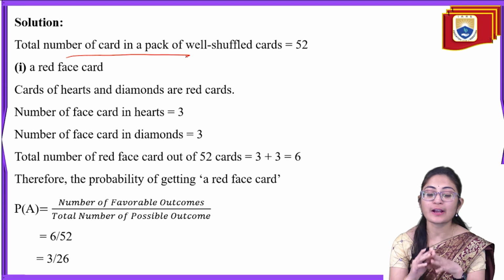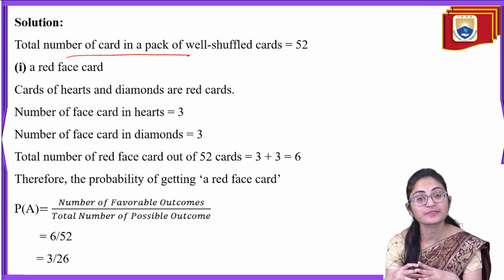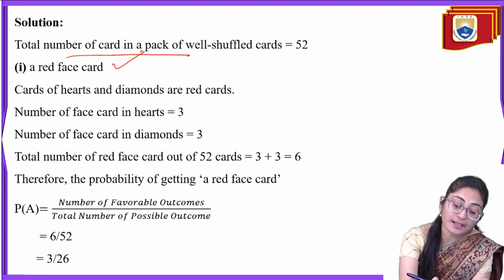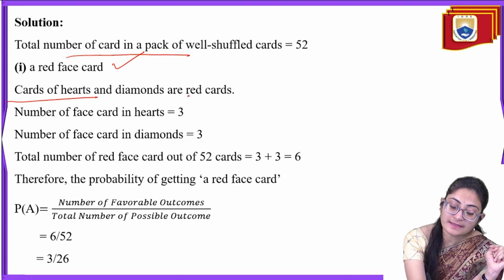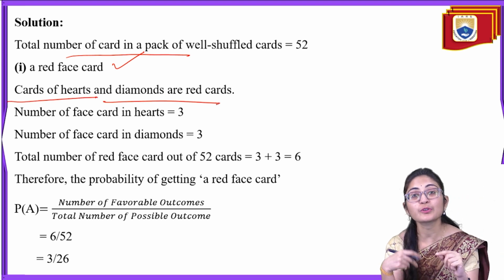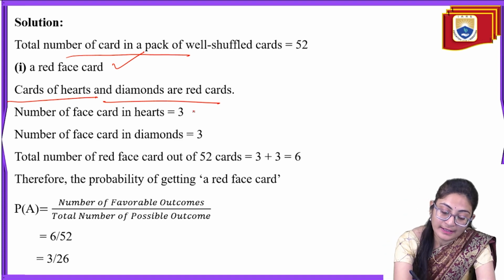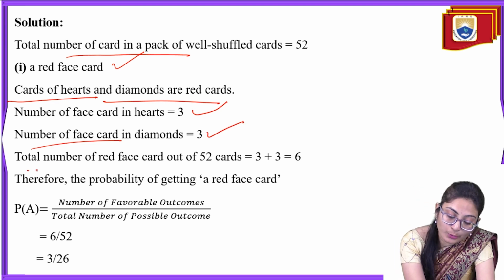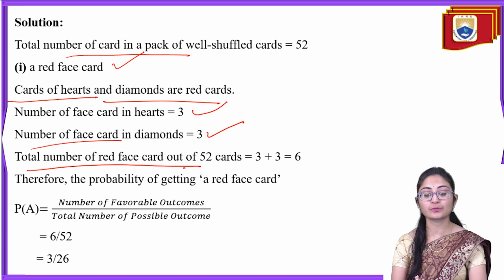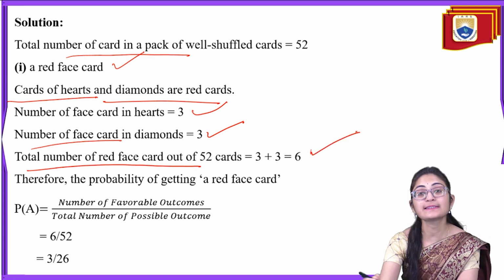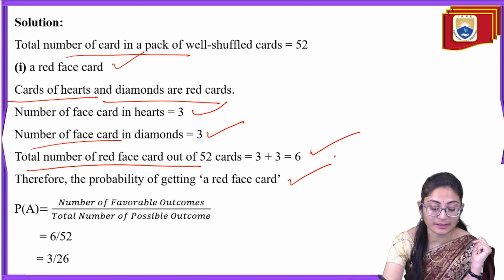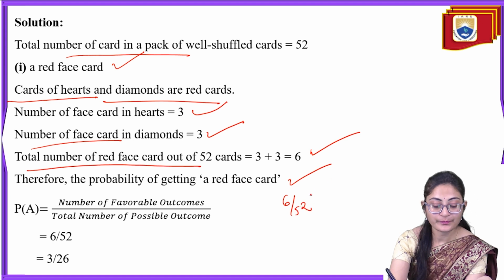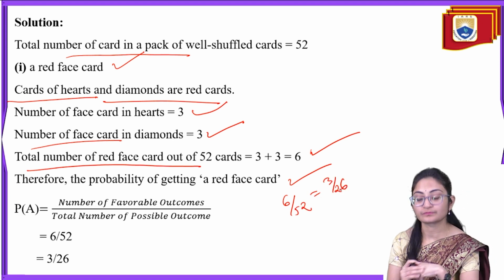The total number of cards in a pack of well shuffled cards is 52. First one is a red face card. We have to find the red colored face cards. Cards of hearts and diamonds are red color cards. Number of face cards in hearts is 3. Number of face cards in diamonds is 3. The total number of red face cards out of the 52 cards is 3 plus 3, 6. So the probability of getting a red face card is 6 by 52, that is 3 by 26.